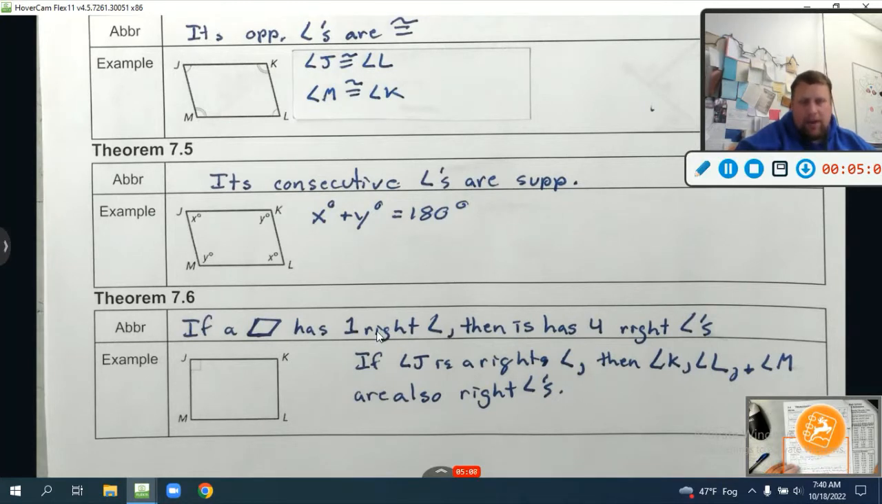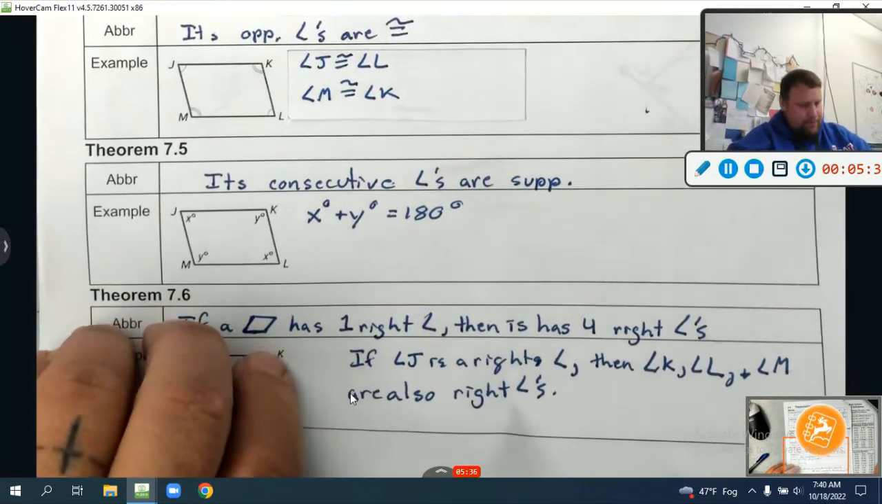If a parallelogram has one right angle, we see this one right angle here, then it has four right angles. And here's why. If this is a right angle, I'm told that these two angles are supplementary, right? If they're supplementary, they add to 180, which means angle M has to be 90. But I'm also told M and L are supplementary. Therefore, 90 plus 90 is 180. Do you see how that works all the way around? It forces all four to be 90 degrees, and it forces it to be a rectangle or a square. Awesome. All right, moving on.